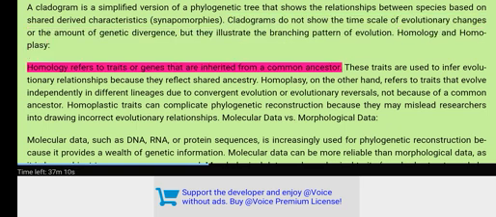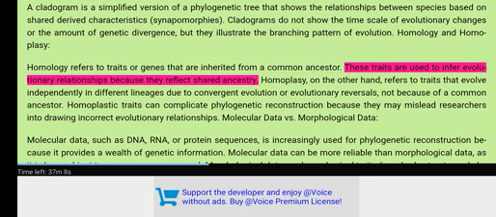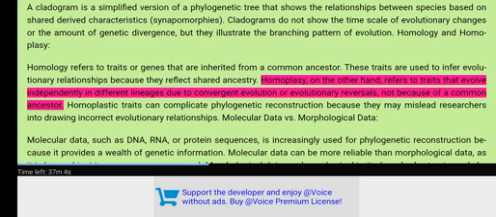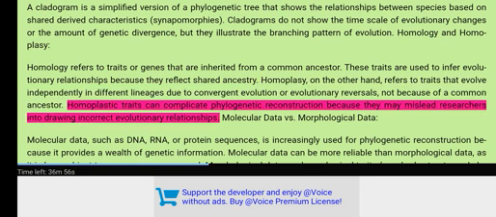Homology and homoplasy. Homology refers to traits or genes that are inherited from a common ancestor. These traits are used to infer evolutionary relationships because they reflect shared ancestry. Homoplasy, on the other hand, refers to traits that evolve independently in different lineages due to convergent evolution or evolutionary reversals, not because of common ancestry. Homoplastic traits can complicate phylogenetic reconstruction because they may mislead researchers into drawing incorrect evolutionary relationships.